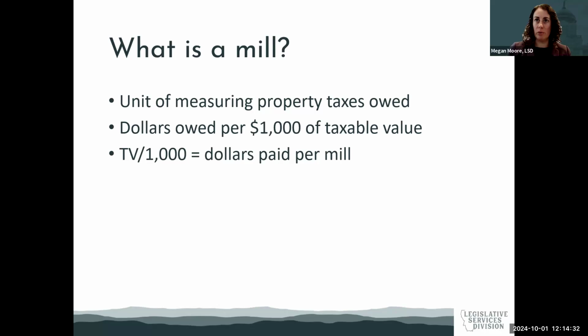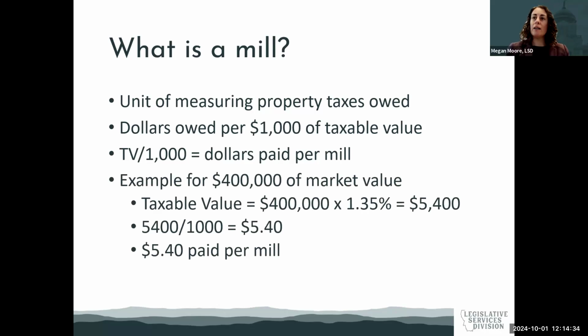And there's an example here for you. We'll take a $400,000 market value residence. Its taxable value after we multiply by 1.35% is $5,400. If we divide that by 1,000, it tells us that the dollars paid per mill is $5.40.